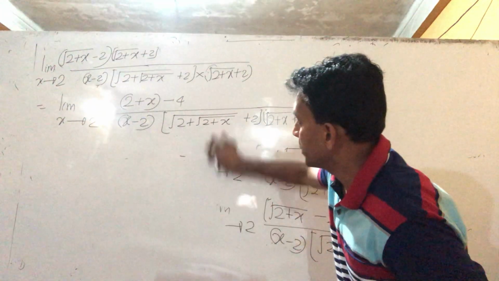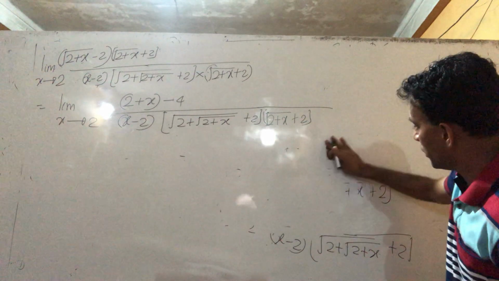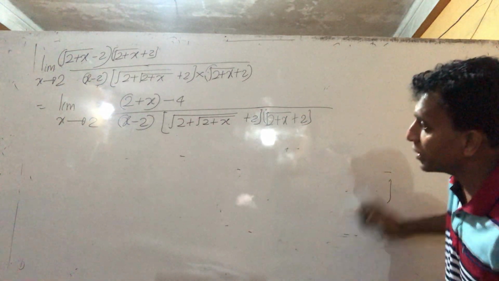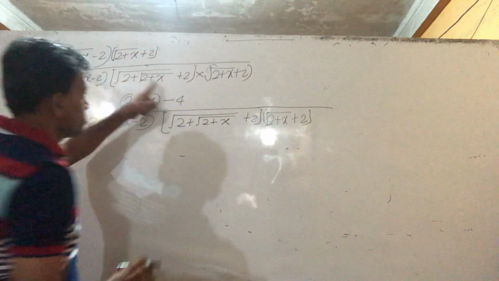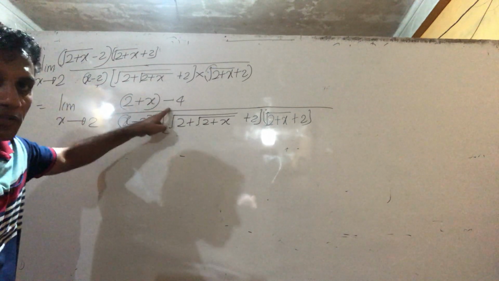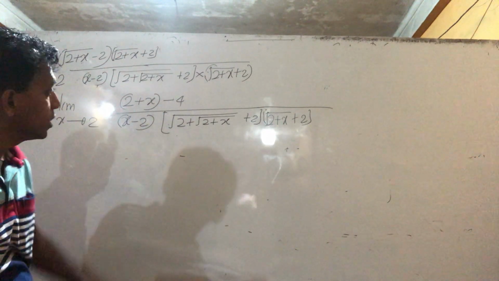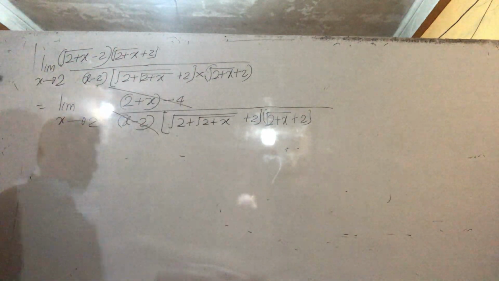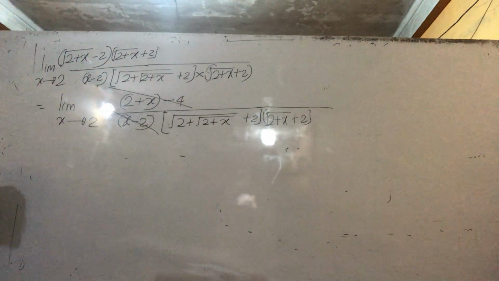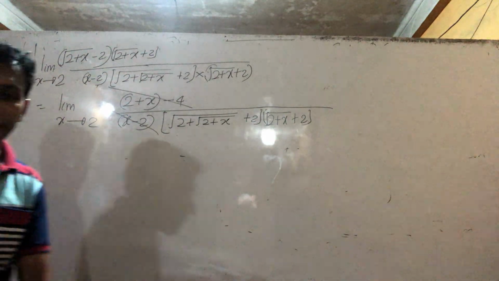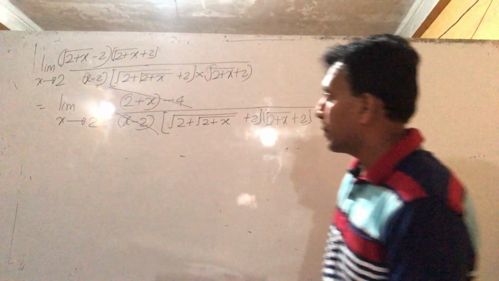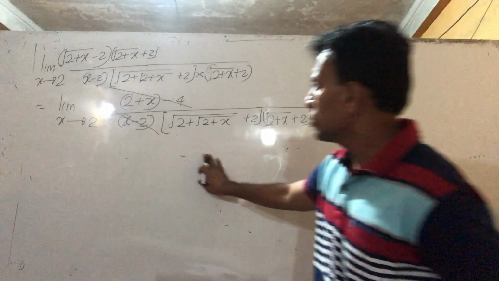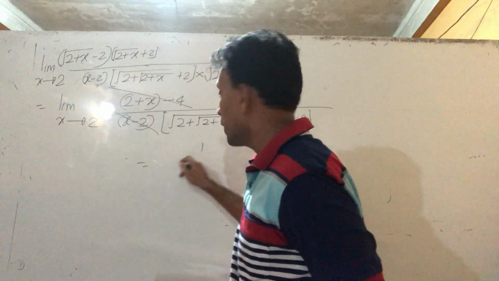Now see what happened. If we simplify the numerator, it is x minus 2. 2 minus 4 is minus 2, so x minus 2, and here also x minus 2, right? So the x minus 2 terms cancel. Both x minus 2 parts are cancelled. Now you can apply x tends to 2. Now check by putting x as 2, what happened?